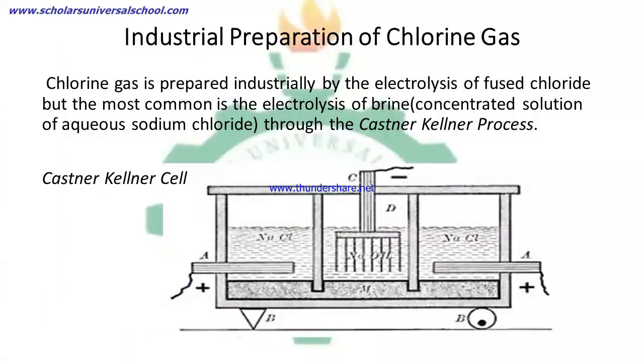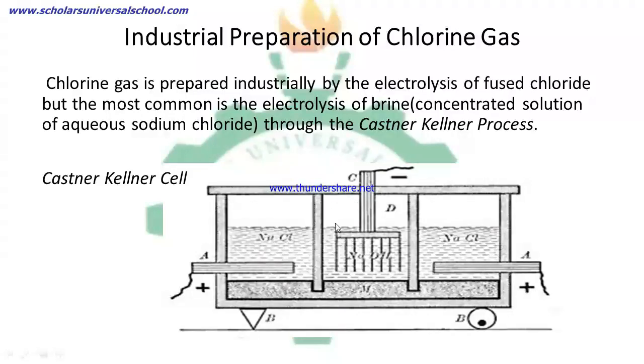Now, to the industrial preparation of chlorine. Chlorine gas is prepared industrially by the electrolysis of fused chloride through the Castner-Kellner process. The most commonly used fused chloride is brine, and brine is a concentrated solution of aqueous sodium chloride. Please, let's take note of that. Brine is a concentrated solution of aqueous sodium chloride.